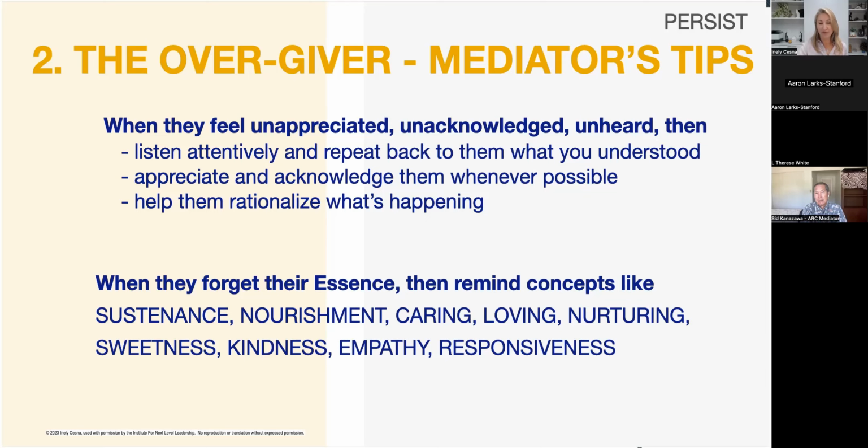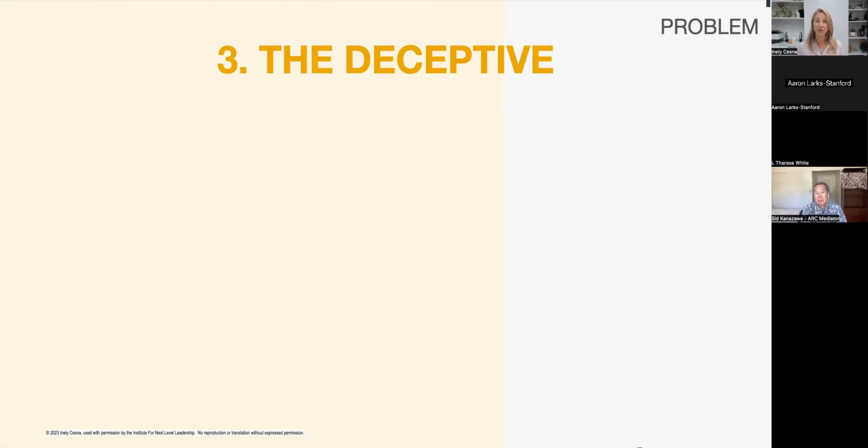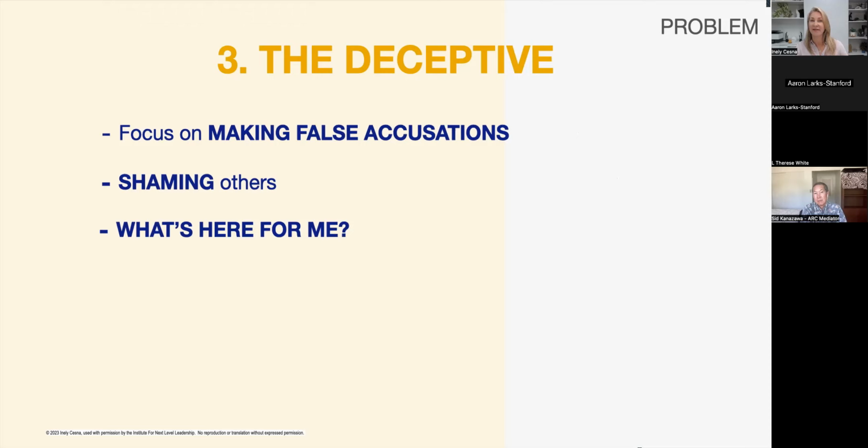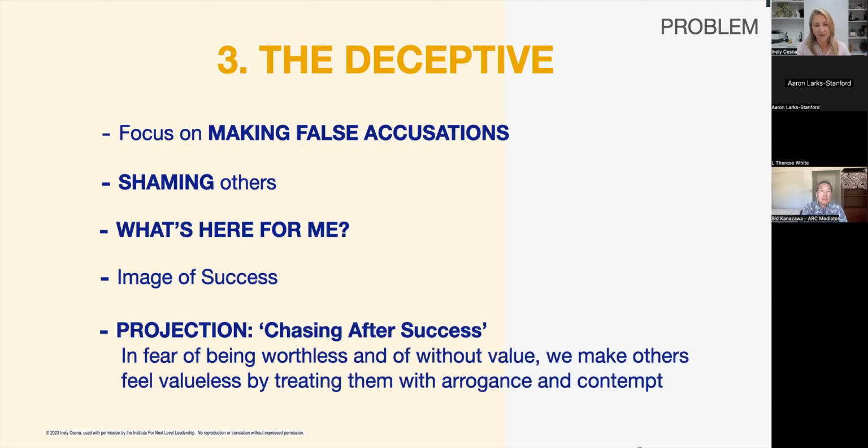Okay, number three. Number three is the deceptive. The deceptive is someone who's making false accusations. They're shaming others. They're like, what's here for me? What can I get out of this? They're very involved in their image of success. And we all have played those parts at some point.